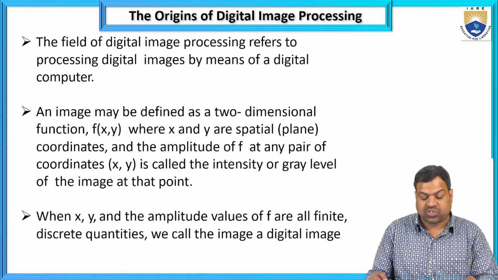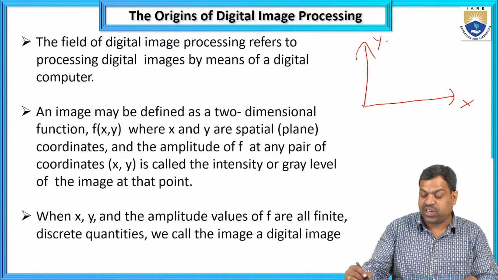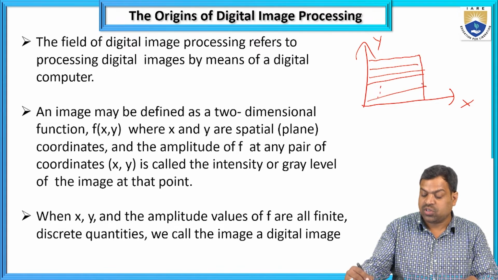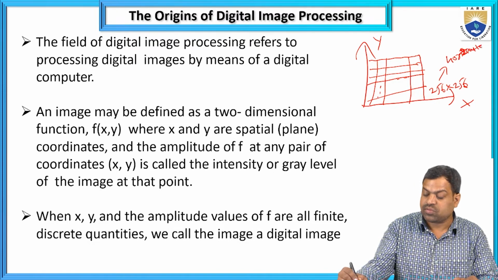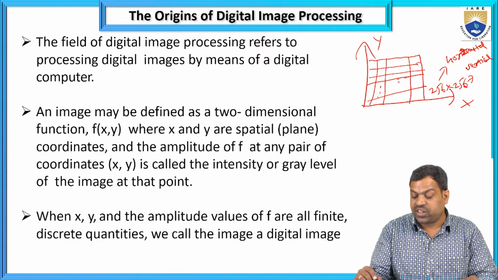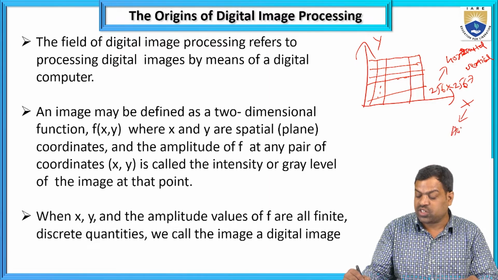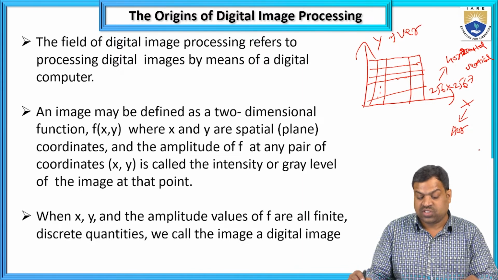Next, origins of digital image processing. So, what are the origins? Suppose I am taking x-axis and y-axis, and in this x-axis and y-axis we are taking one image. This image has 256 rows and 256 columns, so I am calling it 256 into 256. This 256 is horizontal and this 256 is vertical. How many pixels are there in horizontal? How many pixels are there in vertical? So, 256 into 256. The x coordinate I am taking as horizontal and y as vertical. So, horizontal 256, vertical 256. These are the origins.